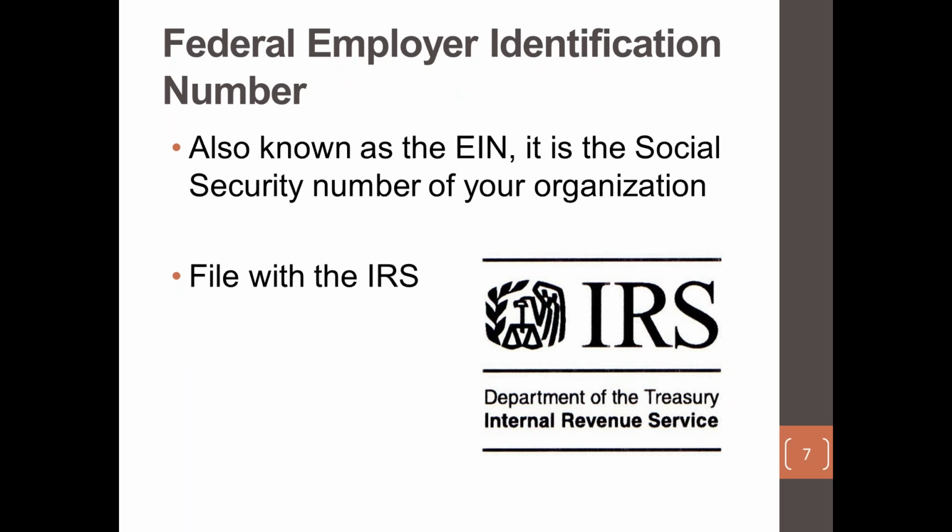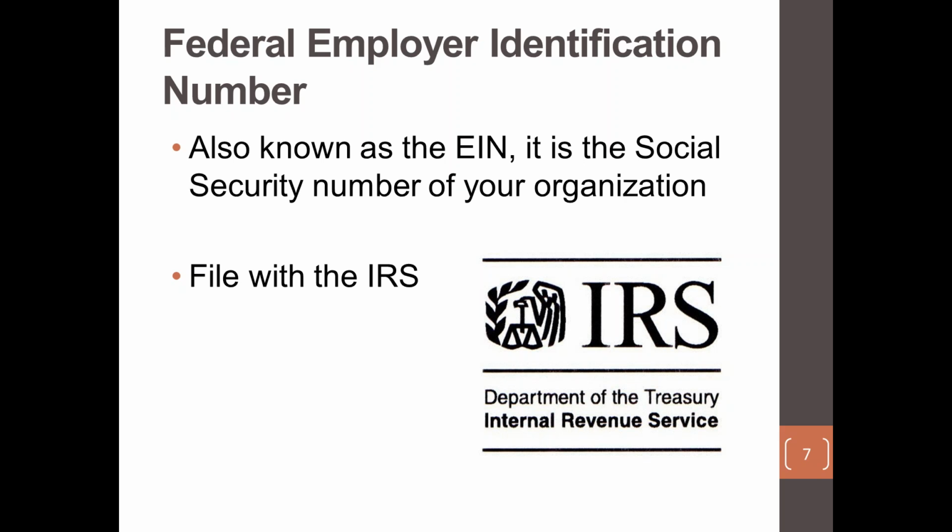Once you get your Articles of Incorporation accepted and you become what's called a corporation under the State Corporation Commission, you have to apply for your Federal Employer Identification Number, also known as an EIN. Think about it as a Social Security number for your organization. Just like you have a Social Security number, I have a Social Security number. Well, this helps the IRS identify your organization.